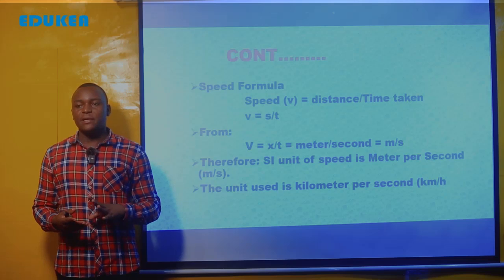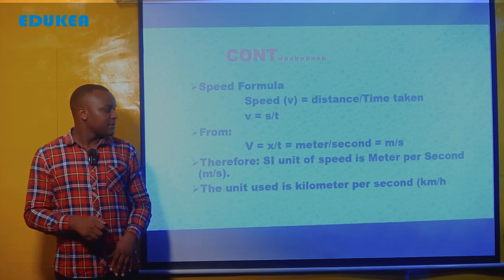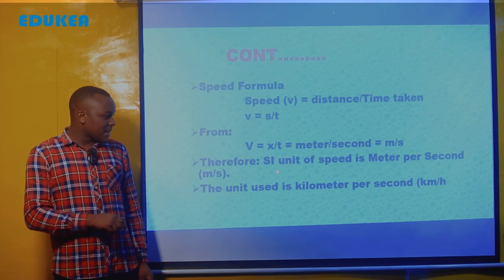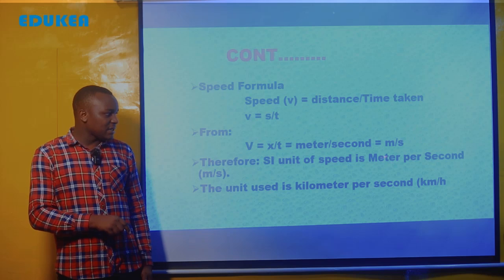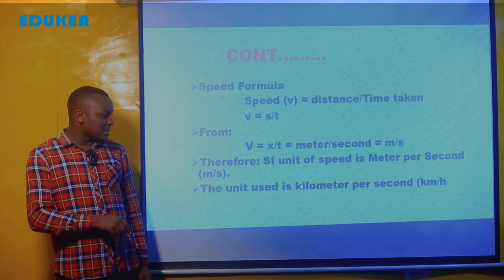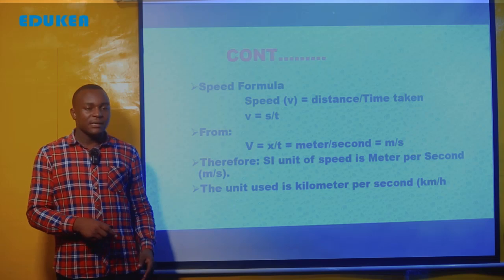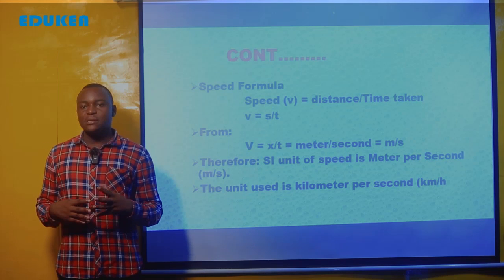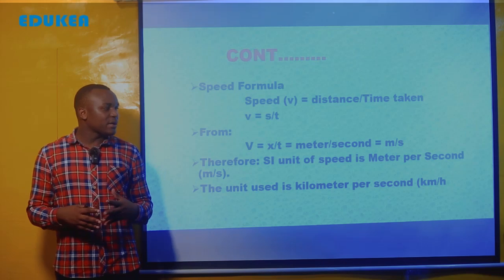Therefore, the SI unit of speed, as we say, is meter per second. Another unit used is kilometer per second. Sometimes we use kilometer per hour to express the speed. It is valid also.